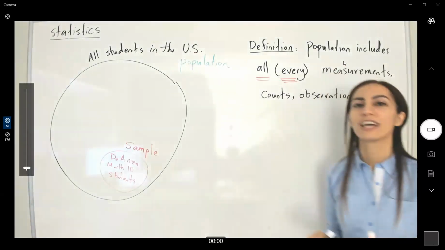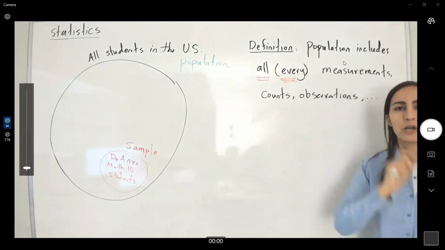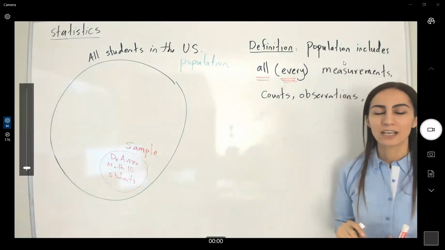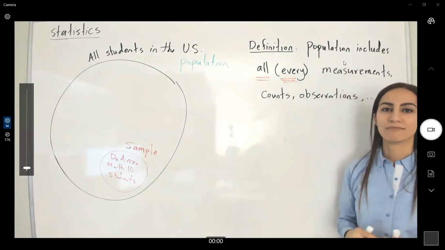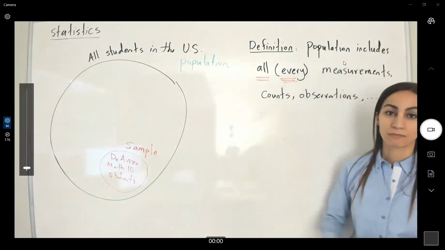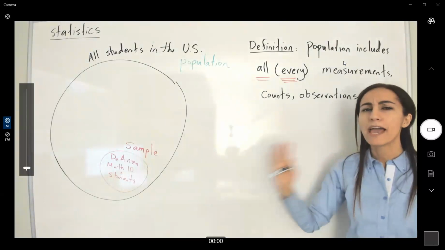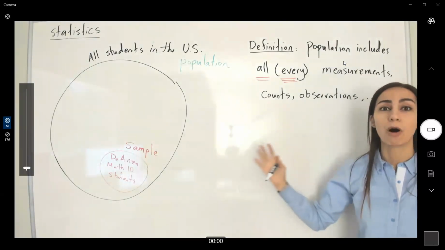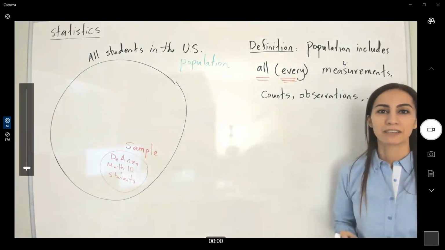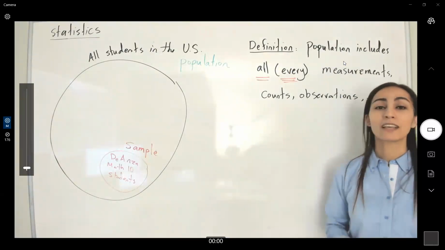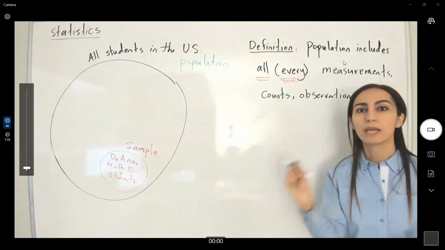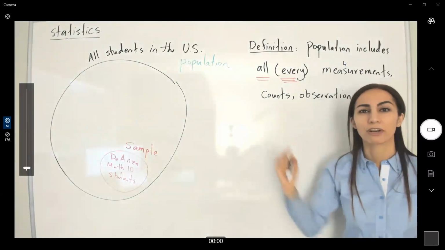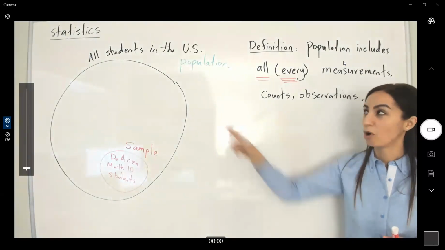All students in the United States. You ask every student in the United States, what is your GPA? You collect the data from every one of them. It's a huge population, very big. You need to have enough resources, you need to have enough money to be able to collect data from each one of them. It takes forever. Population.